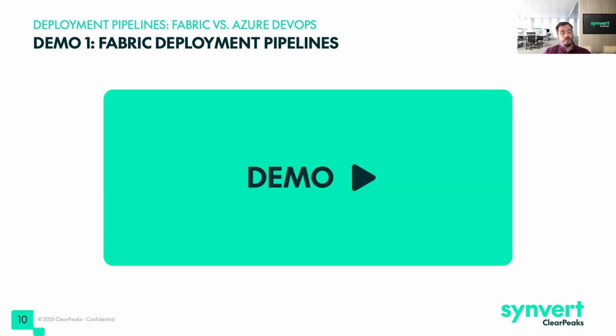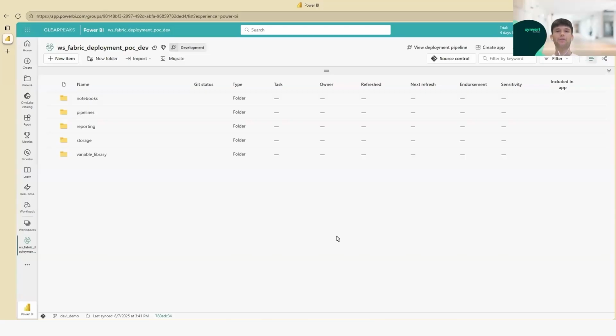So let me introduce my colleague Mark, who is going to drive you through this demonstration and explain the solution that we built to showcase. Thanks, Marcel, for this introduction. So in this first demo of the video, I'm going to show you how the deployment pipelines work in Fabric. First of all, I'm going to show you the use case that we have and all the items that we have created in this workspace.